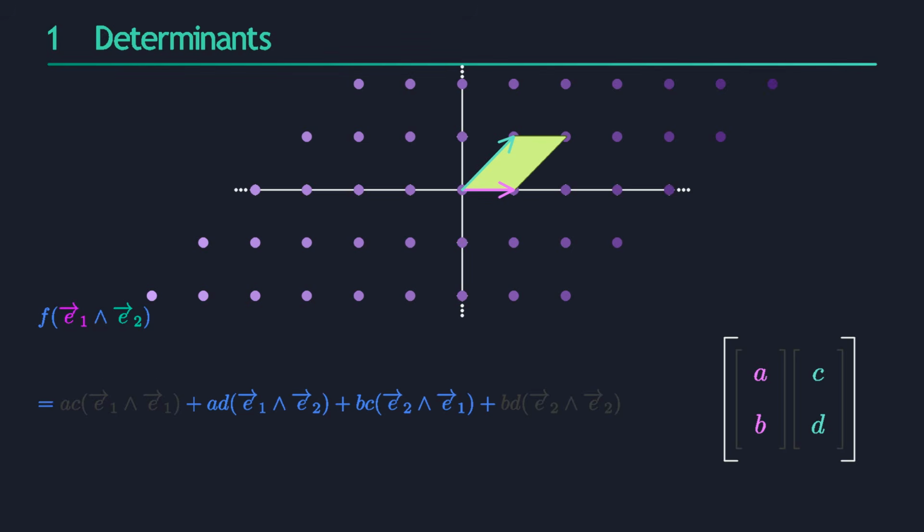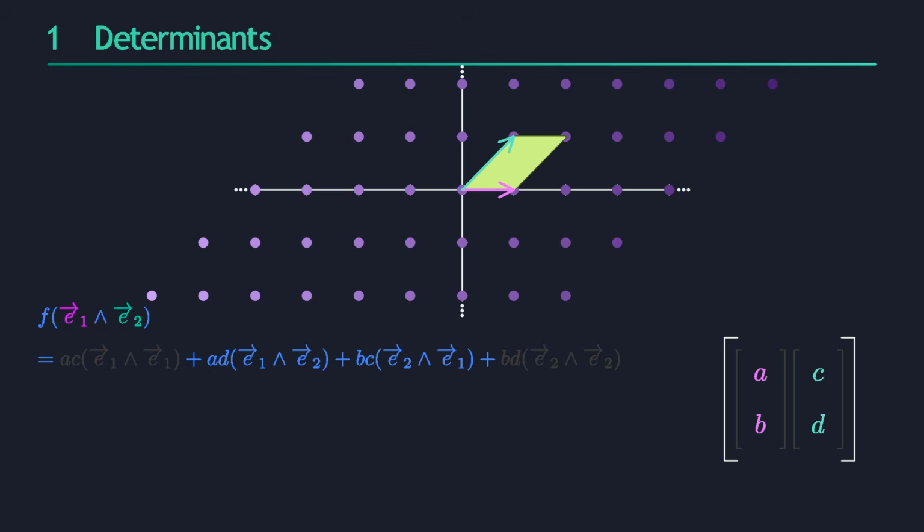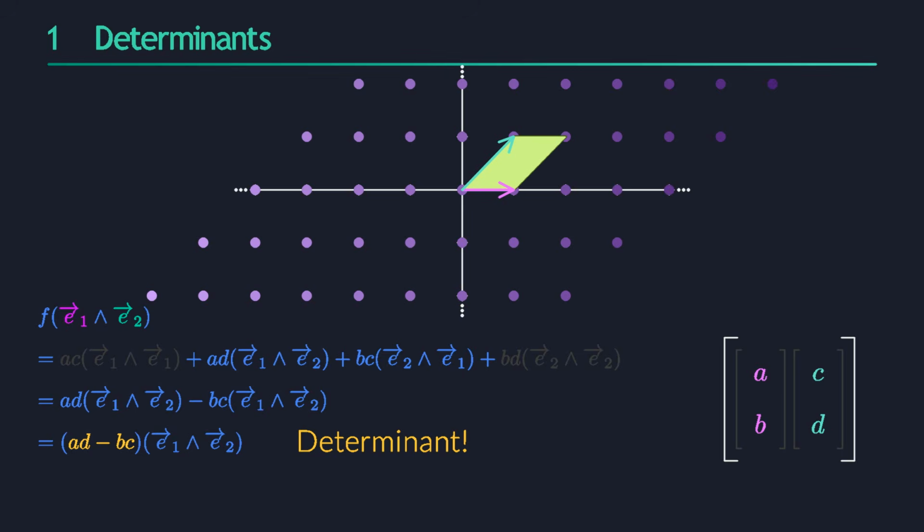And now comes a very simple but profound little step. We swap the order of these two basis vectors, but that introduces a minus sign. The formula for the determinant appears as if by magic.